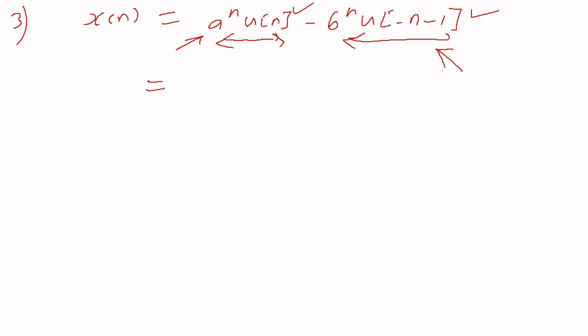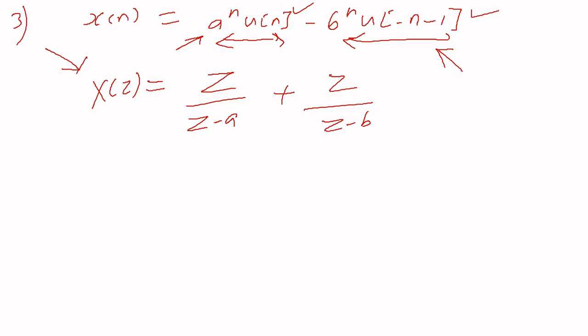So this one, how can I write? Look, I am writing it directly. Please do not miss the steps. Please refer to the previous problem. I am doing it this way to save time. So X of z, I am writing it directly since I know the value already: z by z minus a, z by z minus b. This is X of z.